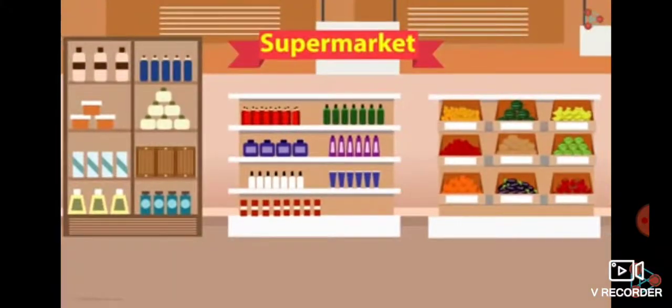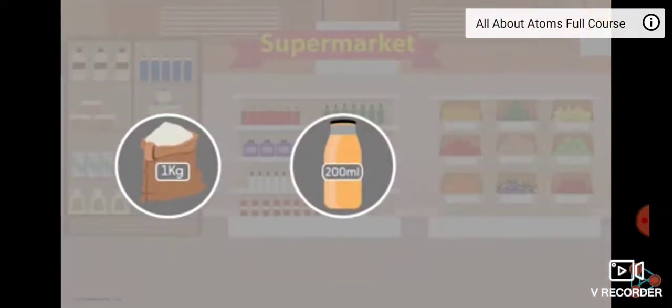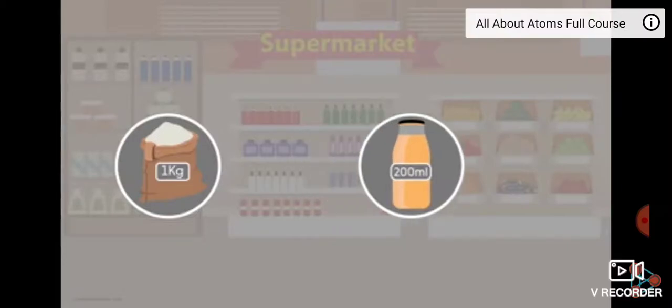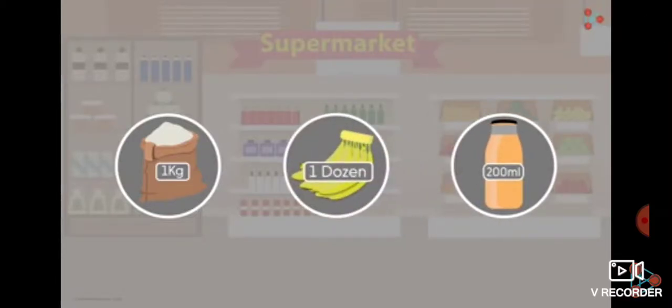When we go to a supermarket, we always buy things using standard values. In other words, we always take 1 kilogram of rice or 200 milliliters of fruit juice. Fruits are sometimes counted using the unit dozen. 1 dozen means 12 of something. These are terms used in everyday life.